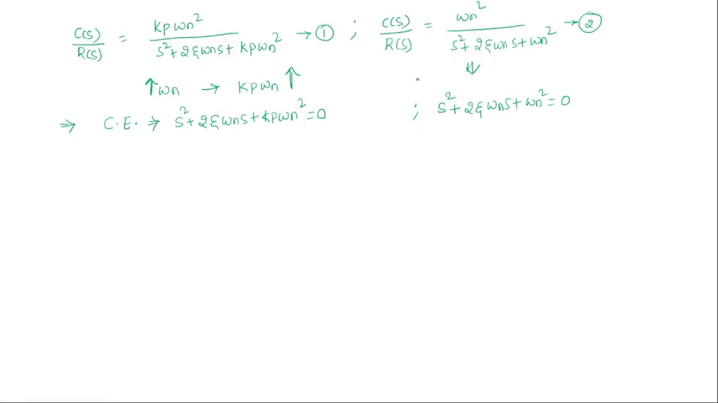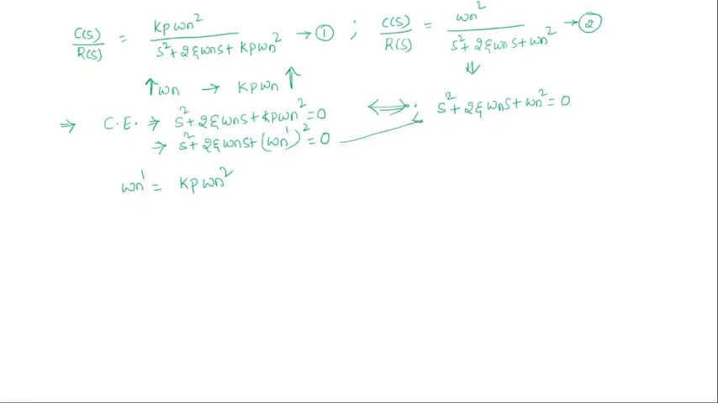So in order to get this equation, I am rewriting this one as s square plus 2 zeta omega n s plus omega n dash whole square equal to 0. In place of omega n dash, we are having Kp omega n square. I want to make these two equations similar, so I am replacing Kp omega n square with omega n dash whole square.